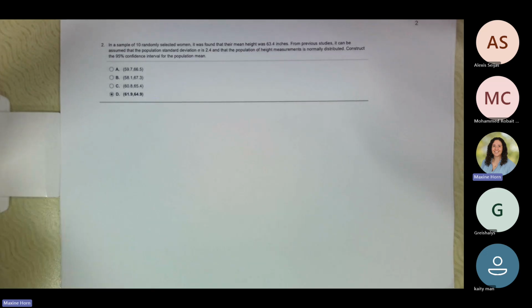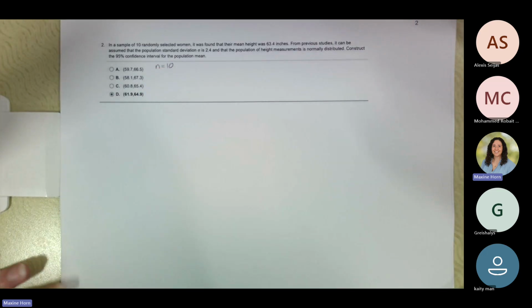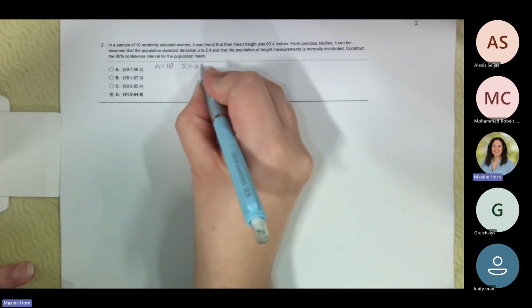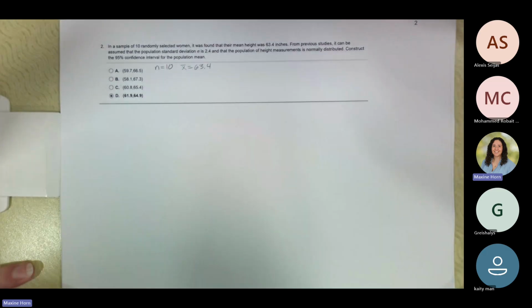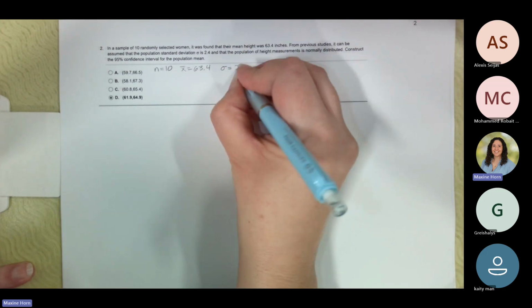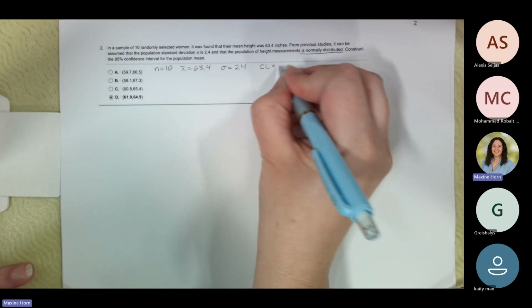Okay. All right. In a sample of 10 randomly selected women, N is 10, it was found that their mean height, so the sample mean, 63.4 inches. From previous studies, it can be assumed the population standard deviation is 2.4, and that the population of height measurements is normally distributed. Construct the 95% confidence interval for the population mean. So our confidence level needs to be 0.95.